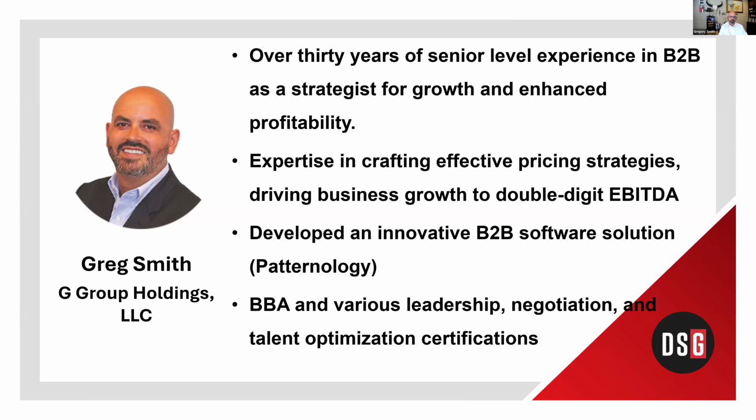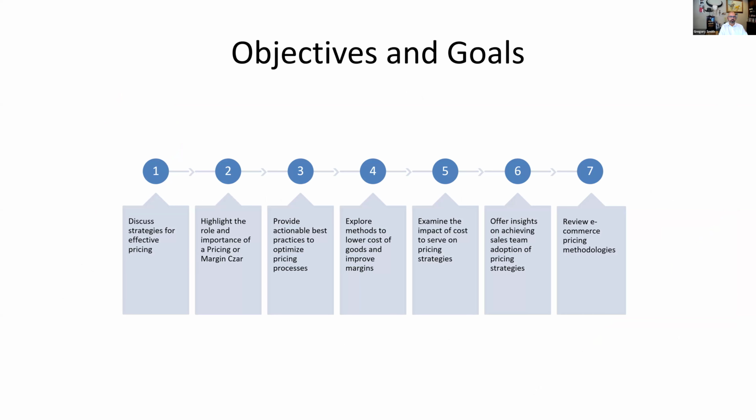So enough of that. What are our goals and objectives for today? It's really to talk about strategies for effective pricing and margin enhancement. It's to highlight the role and importance of a pricing or margin czar, whatever title you want to use. It's to provide actionable best practices to optimize pricing processes, explore methods to lower cost of goods and improve margins, and examine the impact of cost to serve. We're going to spend a little bit of time on that today because I think that's very important.